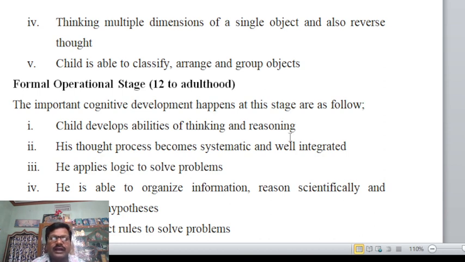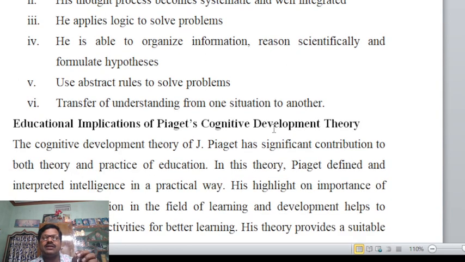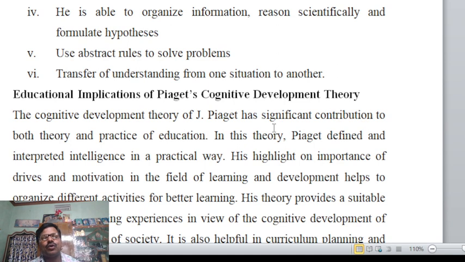Okay, organize. What happens here? Organize information, reason scientifically, and formulate hypotheses. It means that the capacity for organizing information in a systematic way will be developed at this stage. Whatever you say to the child, he will try to justify it scientifically, try to know the reason and the rationality of the thing, and he also formulates hypotheses, the tentative solutions. The child will think and formulate a hypothesis, that is, a tentative solution.